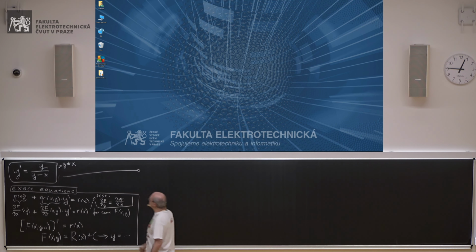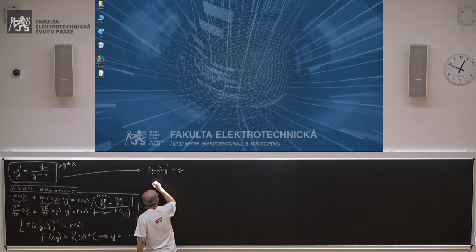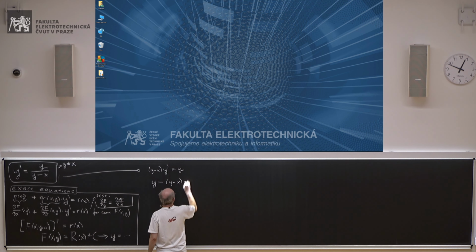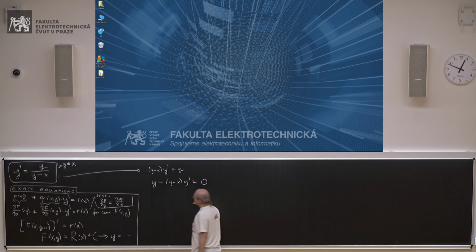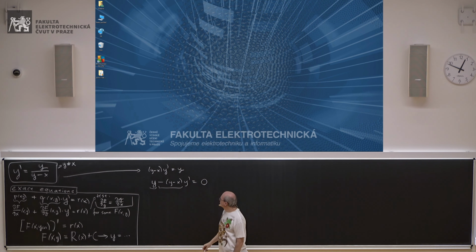I look at it and I say, okay, does it have the right form? Well, first of all, I have to multiply: y minus x y prime is equal to y. Okay, now we rearrange it. We get y, and I move it, y minus (y minus x) y prime is equal to 0. Does it have the right form? The answer is, well, actually yes. This is the p, and this, including the sign, is the q.